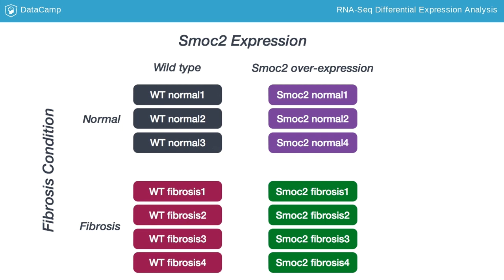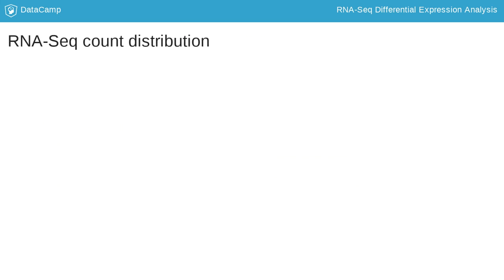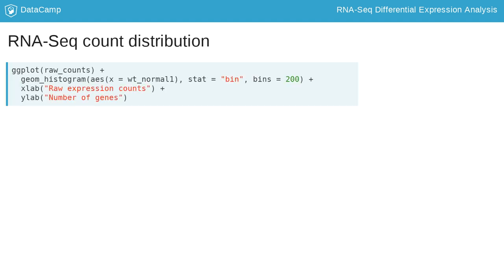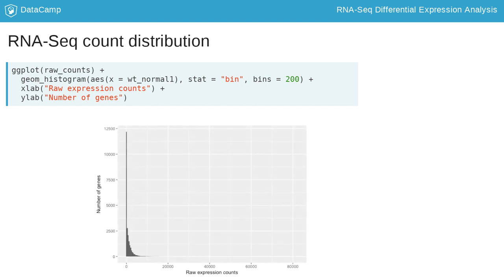Initially, we will explore the effect of fibrosis on gene expression using wild-type samples during lectures and Smoc2 overexpression data during exercises. To test whether the expression of genes between 2 or more groups is significantly different, we need an appropriate statistical model. An appropriate statistical model is determined by the count distribution. When we plot the distribution of counts for a single sample, we can visualize key features of RNA-Seq count data, including a large proportion of genes with low counts and many genes with 0 counts. Also note the long right tail, which is due to there being no limit for maximal expression in RNA-Seq data.